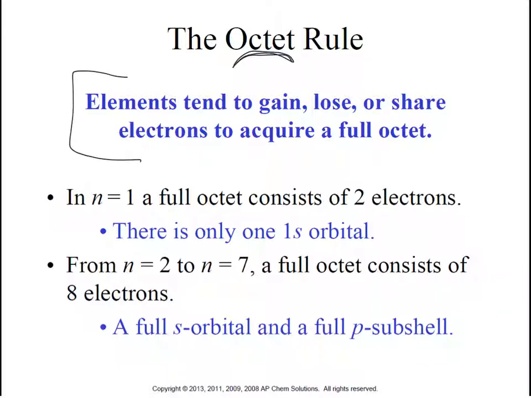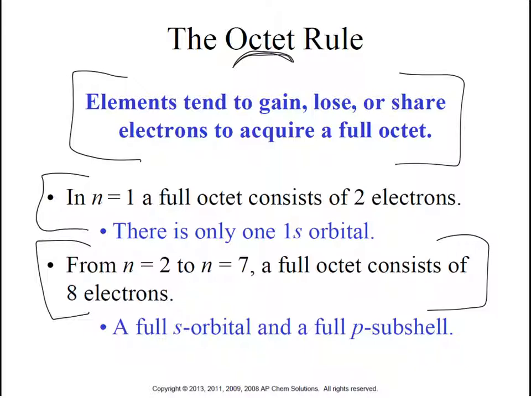Elements or atoms tend to gain, lose, or share electrons to acquire a full octet in their valence level, right? So generally that's eight electrons. So if you've got any levels from 2 up to 7, a full p and s orbital contains 8 electrons. However, if it's just a first level, for example, hydrogen or helium, they are only going to have 2 electrons in that valence level, and the rule of octet changes a little bit.